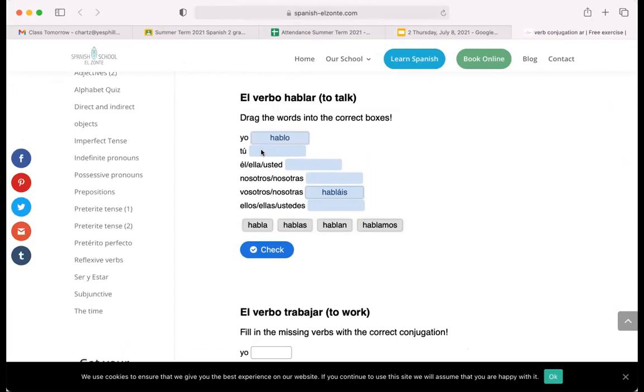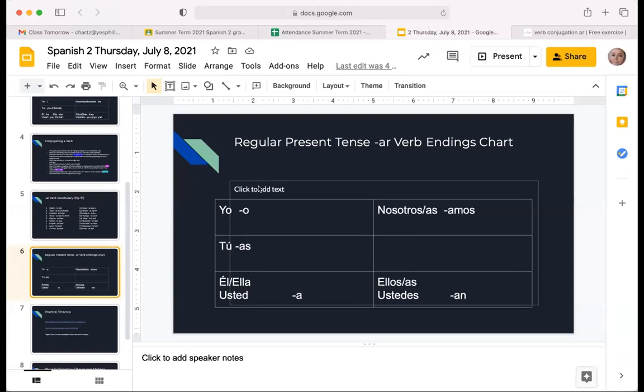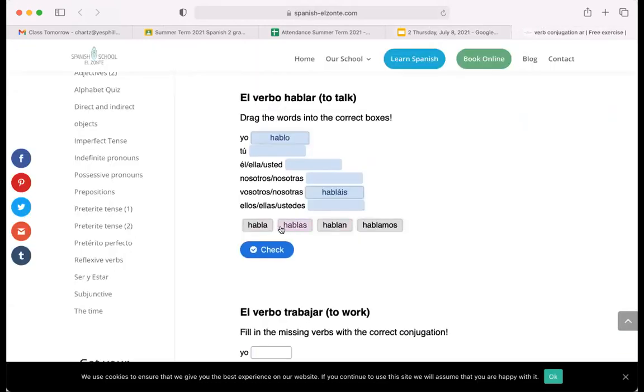For two. Yeah. Yep, for two, and that means you. So we want to say you talk. Which one are we going to pick? You see that here it's two and it has the AS. Yeah. Yep, two hablas. Yep.